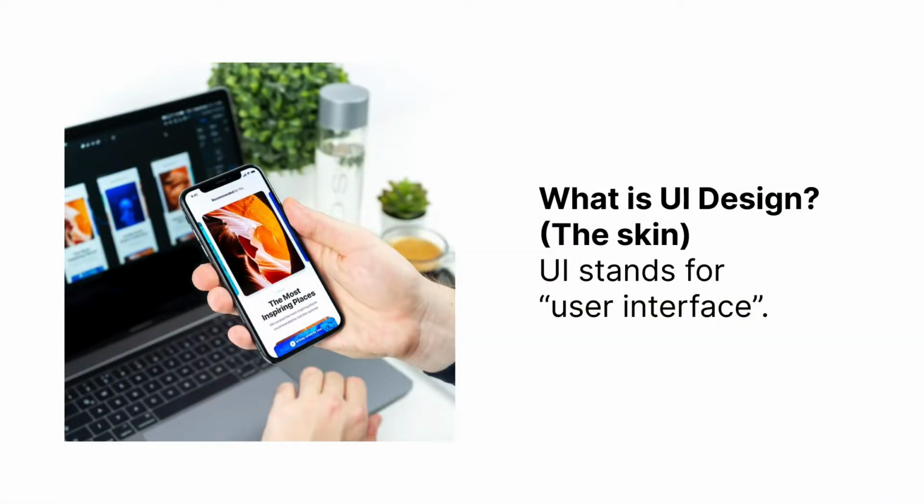What about UI design? What is UI design? UI design is the skin. UI stands for user experience. No, UI stands for user interface. Yeah, my mistake. UI is what you see and feel, any sort of visual elements, interaction design. UI is part of UX.